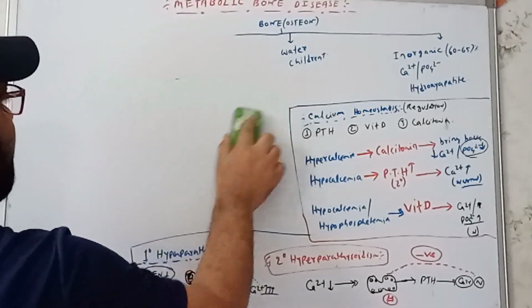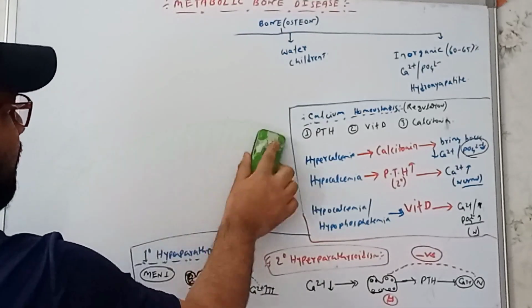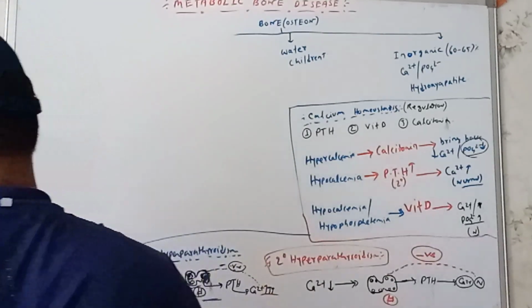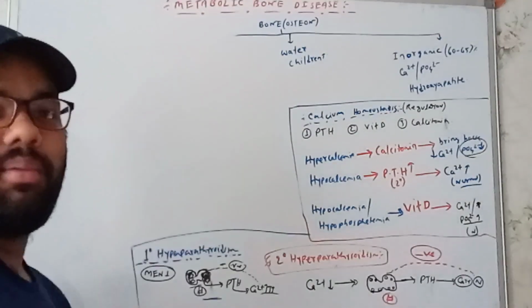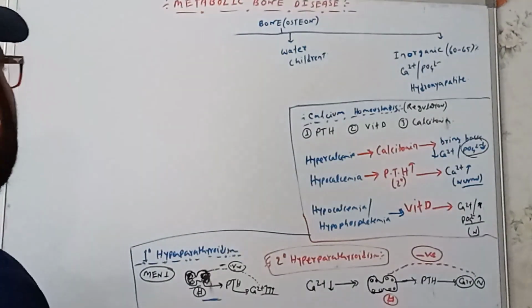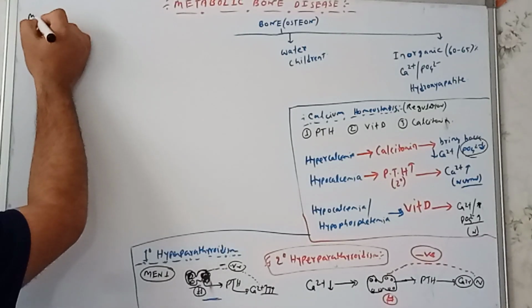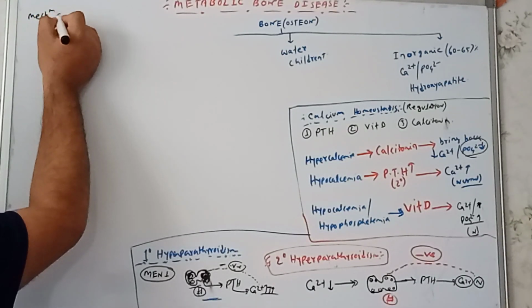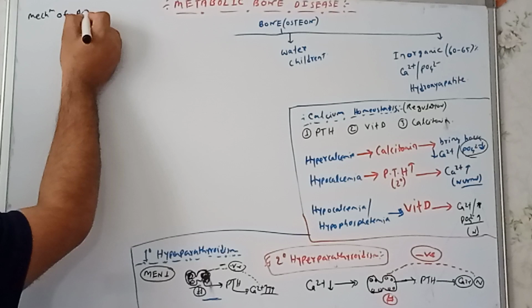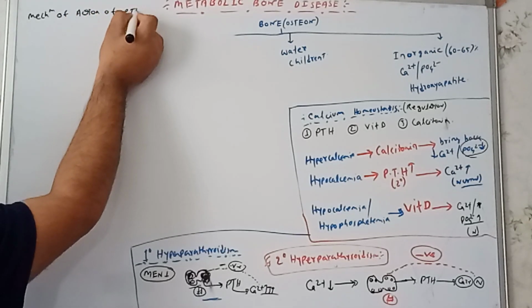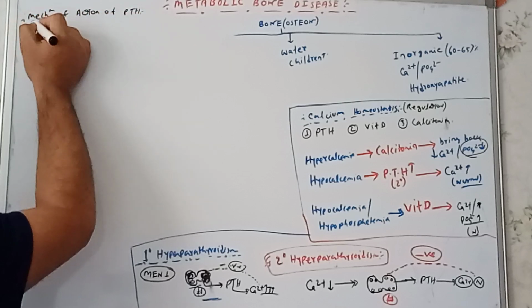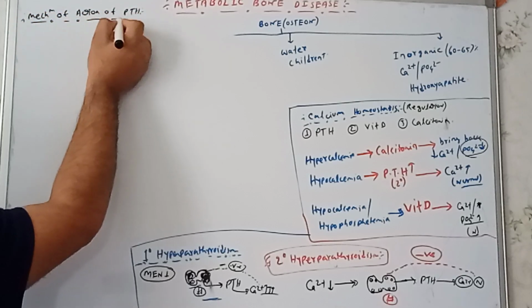So the mechanism of action of the parathyroid hormone. Why should I say gland? Of course, from the gland the hormone will come out, right? So, mechanism of action of parathyroid hormone. Basically, it functions at three levels, right? At three levels.